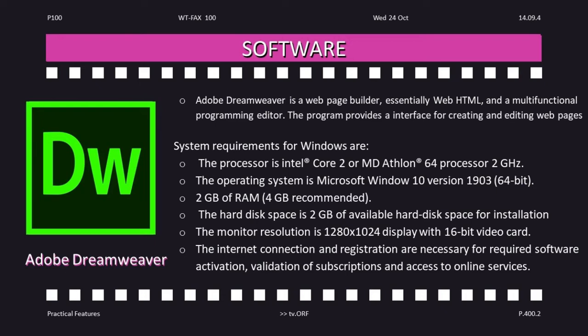The minimum system requirements for Windows are an Intel Core 2 64-bit processor at 2 GHz. Then the operating system is Microsoft Windows 10, with 2 GB of RAM. The hard disk space is 2 GB of available hard disk space for installation. The monitor resolution is 1280 multiplied by 1024 display with a 16-bit video card. The internet connection and registration are necessary for required software activations and validation.